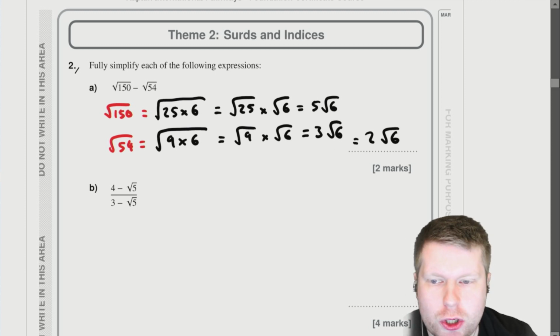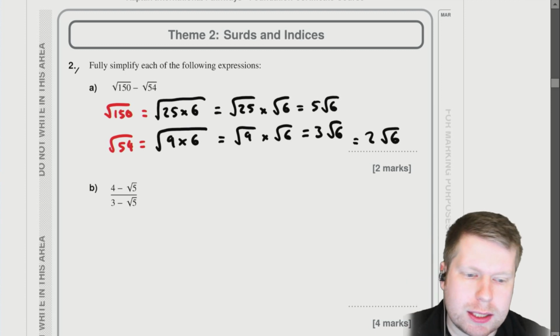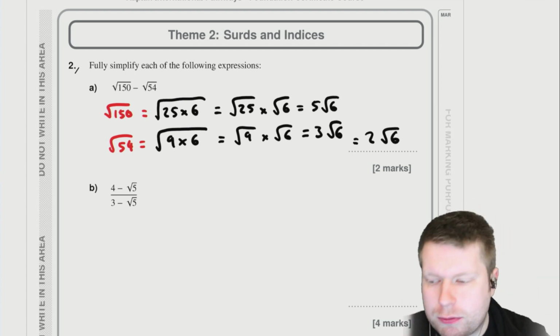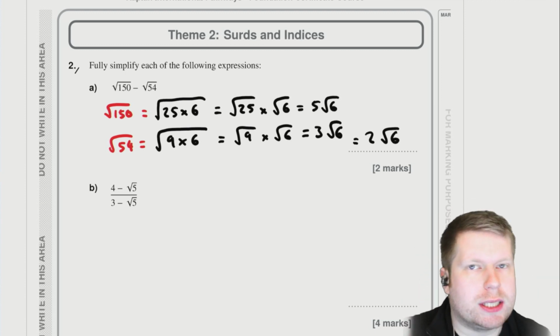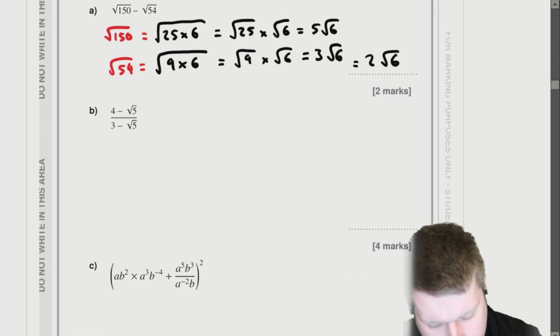Okay, so nice, easy 2 marks there. Again, show the working systematically. So show that you've tried to simplify root 150 and show that you've tried to simplify root of 54.